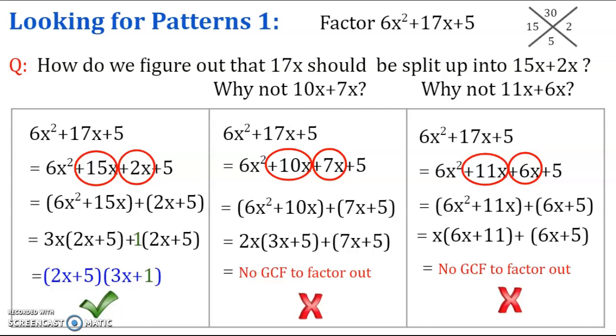Okay, so 6x plus 11 is the first factor, and 6x plus 5, they are close, but they're not exactly the same. And close enough is not good enough. So in this case, there's no GCF to factor out. So this is not going to work. So that's how you know that you made a mistake. Okay, so your GCF should factor out to be identical, just like 2x plus 5 here and 2x plus 5 here.